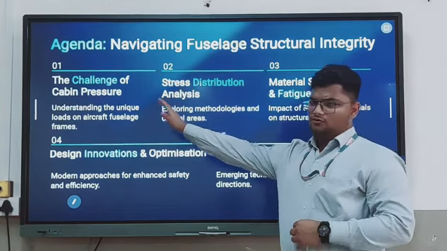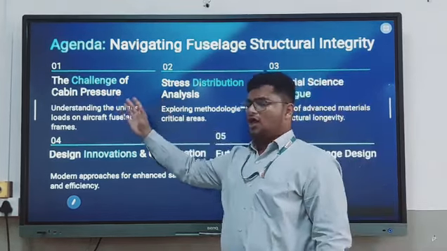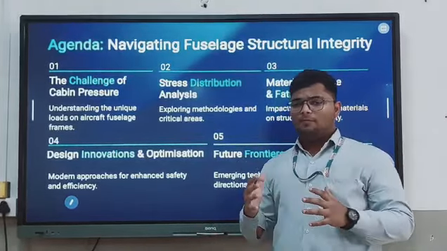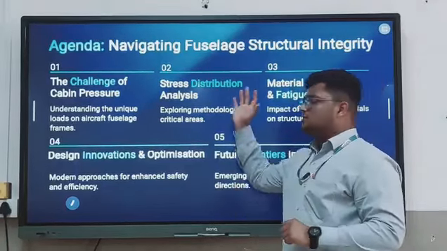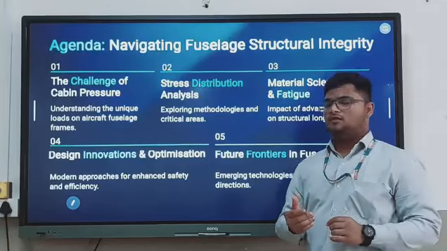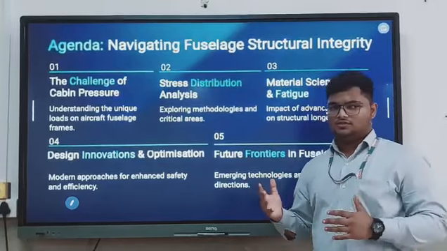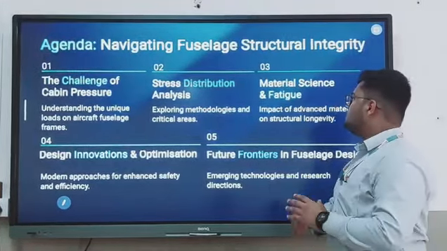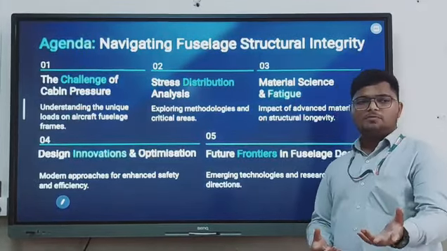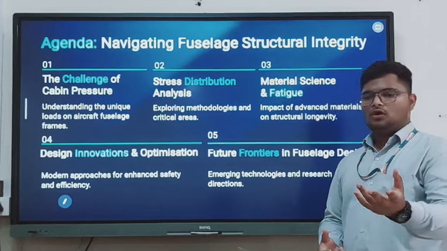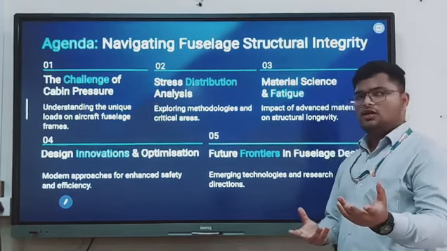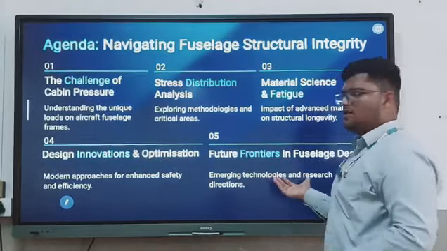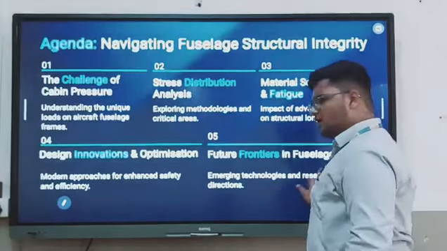The topics that we are going to cover are, the first one, the challenge of cabin pressure. We are going to look at the loads and the stresses that the cabin or the fuselage experiences. Next is the stress distribution analysis, where we are going to analyze what stresses are experienced by the fuselage. Then the next is material science and fatigue, that is, what material can be best used to reduce the stress or the loads that are applied. Then we are going to look at the design innovations and optimization. The last one is the future frontiers in fuselage.